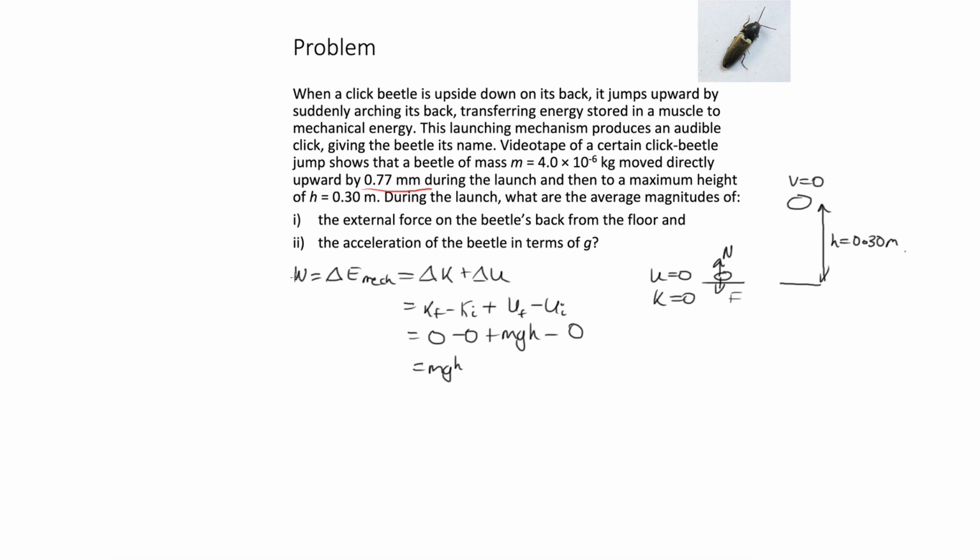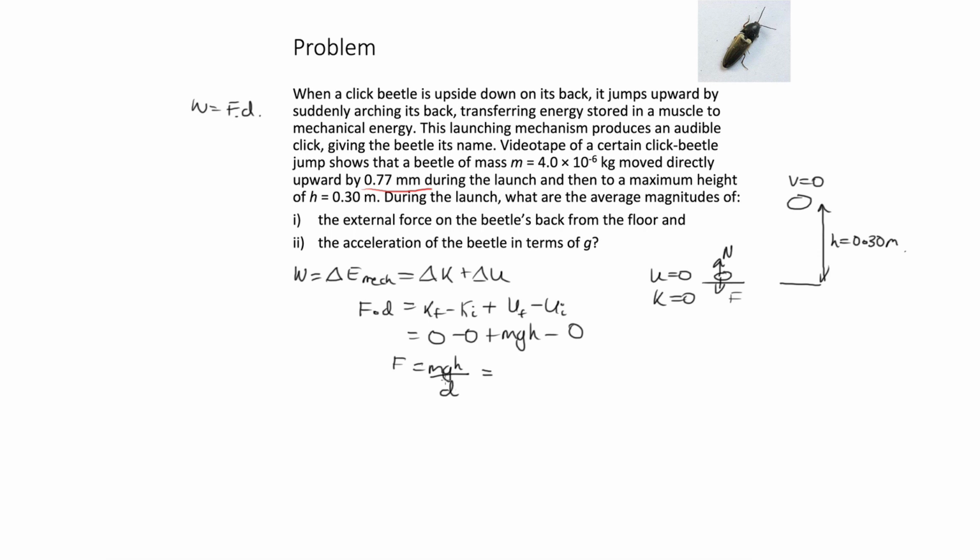But we can also say something else about the work, because we know that work is equal to force times distance. So we can put this as the force, the external force on the beetle's back from the floor, that's the normal force, times the distance. And so we can say the force is equal to mgh divided by the distance, and this is what we've been asked to calculate.